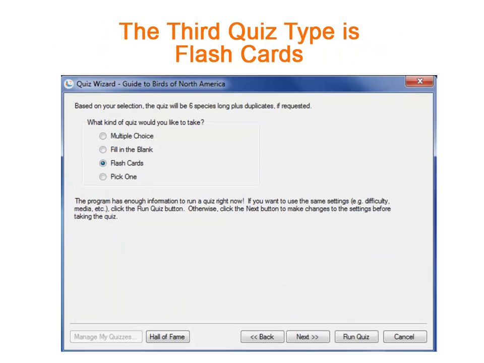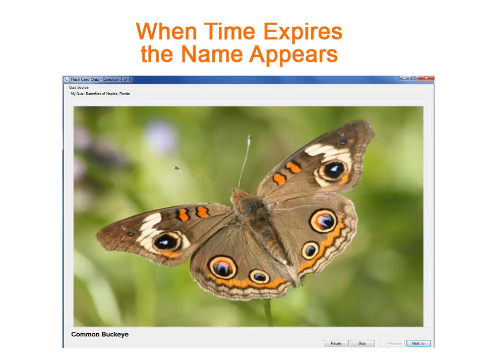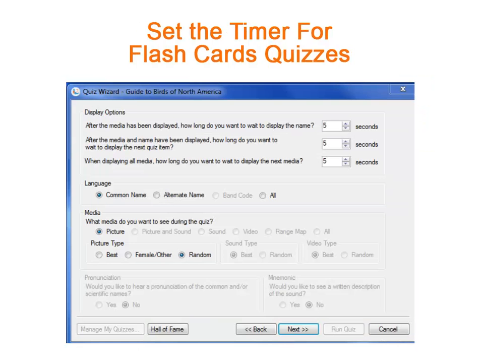The third type of quiz is the flashcard quiz. This is ideal for bird club meetings or to display in a retail store. The flashcard quiz shows you a large photo. You have to guess the name of this butterfly before the clock in the lower left ticks down to 0. Once the timer reaches 0, it displays the correct name of this butterfly. The setup screen for flashcards lets you choose how long to display each photo and how long to display the name before moving on to the next picture.